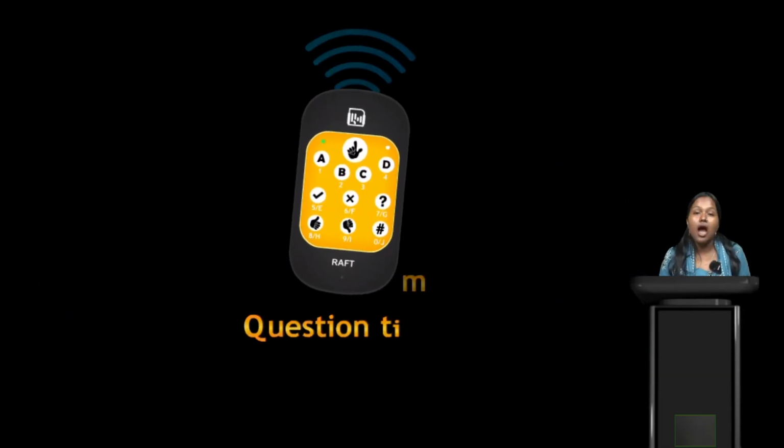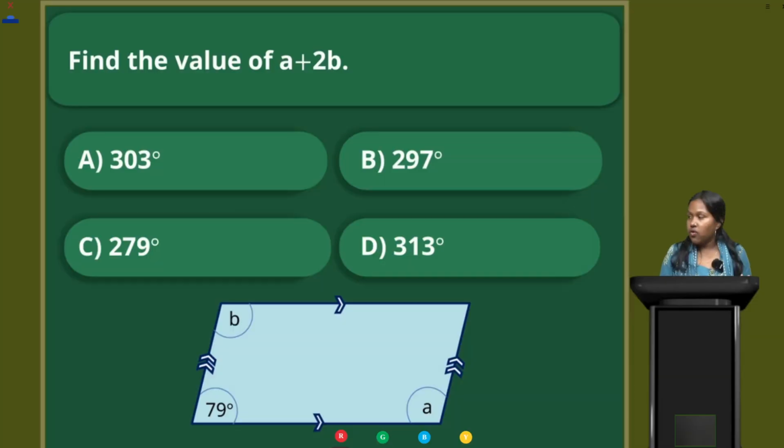Now here is one question time. Let's see if you are able to answer. This is a very beautiful question. How much are you able to answer by the concept? What are the concepts? Again, the reminder. First one is opposite angles are equal, and second one is the adjacent angle sum is 180 degrees. So with this logic, you have to find the value of a plus 2b.